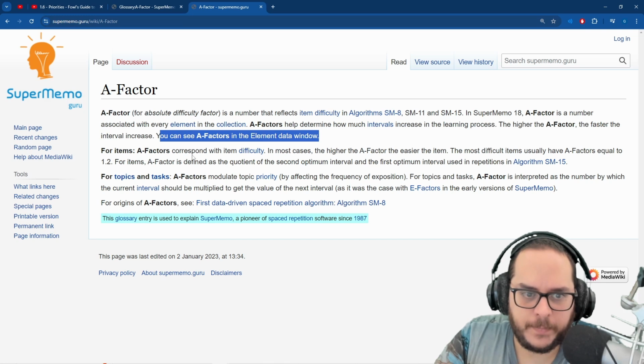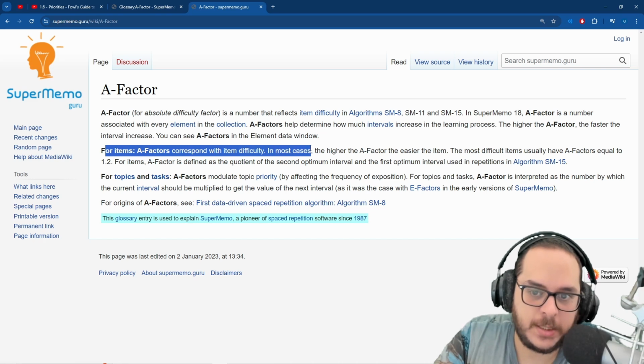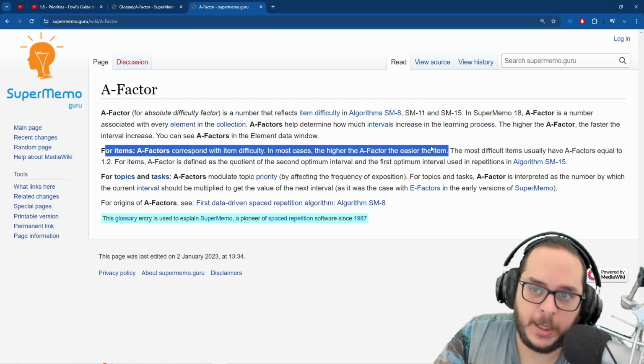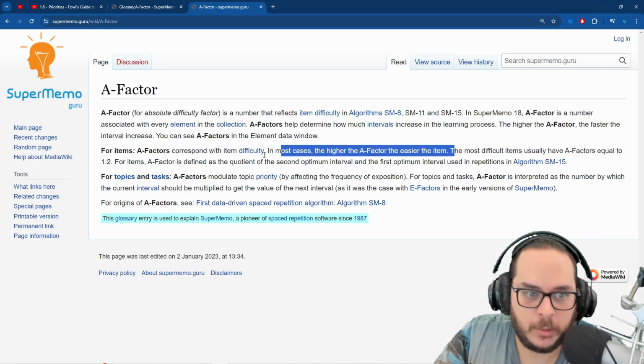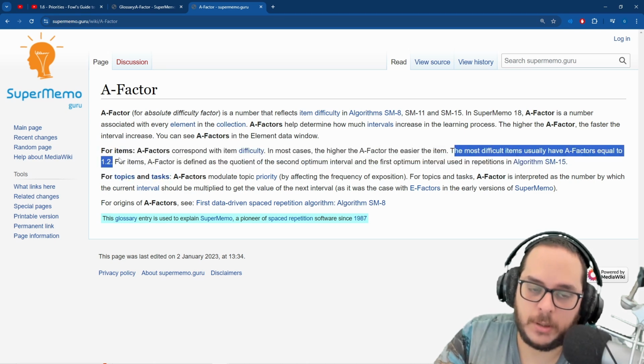Let's continue. For items, what we described corresponds to item difficulty. In most cases, the higher the A factor, the easier the item. Yes, you need fewer repetitions to keep it in your long-term memory, therefore it's easier to remember. The most difficult items usually have A factors equal to 1.2, which happens to be the default for topics.